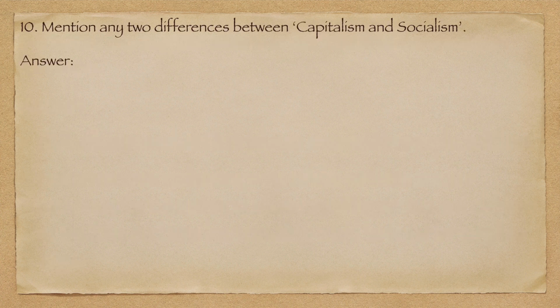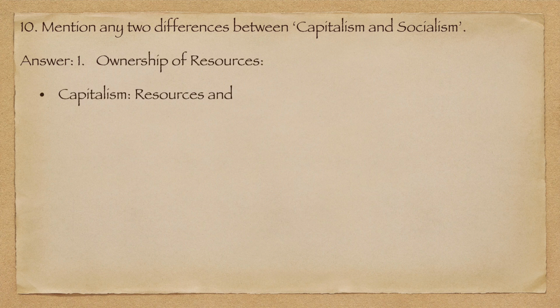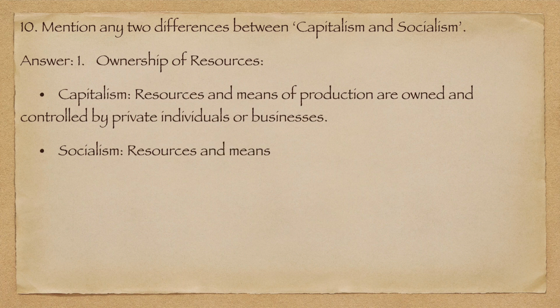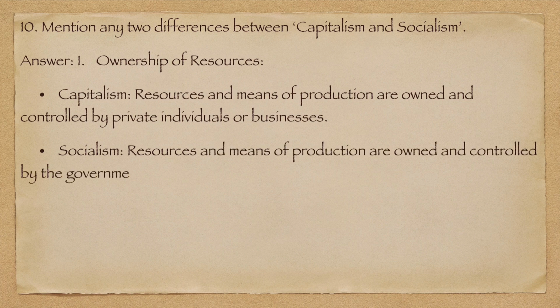10. Mention any two differences between capitalism and socialism. Answer. 1. Ownership of resources. Capitalism: resources and means of production are owned and controlled by private individuals or businesses. Socialism: resources and means of production are owned and controlled by the government or the community as a whole.